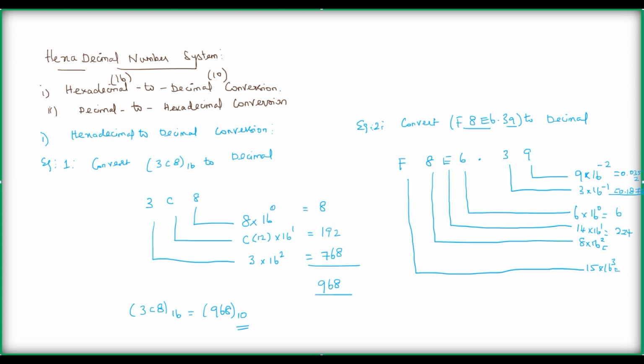Then 16 power 1 is 16, multiplied by 14 we get 224. Similarly following the procedure, we get 2048 here. Here 15 into 16 power 3 gives 61440. Then adding, we get 63718.2227. So F8E6.39, base 16, is equal to decimal 63718.2227. In this way we have to convert from hexadecimal to decimal.